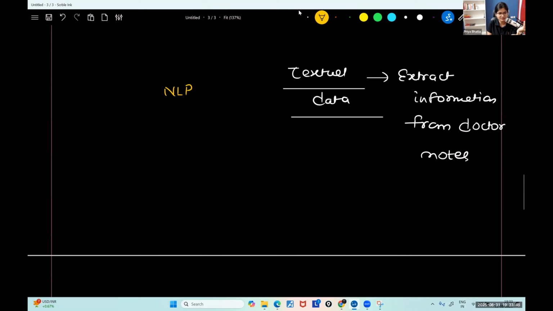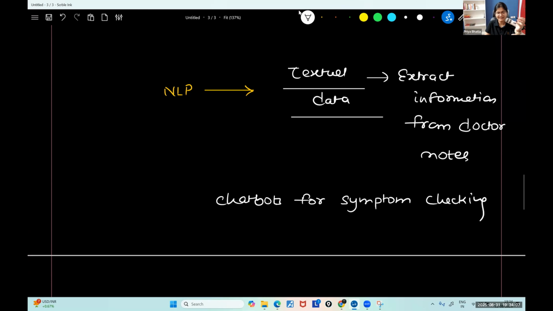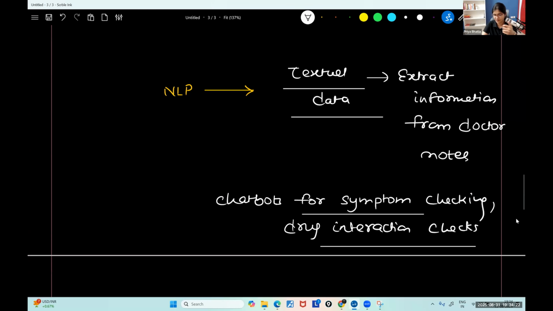If you have this domain knowledge, you can definitely create chatbots for symptom checking. I think nowadays we do have websites and apps where you just write the symptoms you have, and automatically it generates the prescription for you, right? There might also be drug interaction checks. All of these will be possible only if you know the domain of natural language processing.